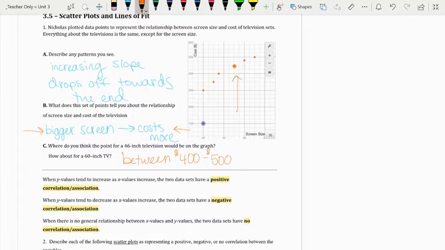For part C, I put my dot where I have the arrow. You could have had it in a different spot, but it would have been somewhat close to there. Somewhere between $300 or $400 and $500. Probably more specific would be between the 400 from this spot and like 480. So maybe saying between 400 and 480 would be more precise, but somewhere in there.